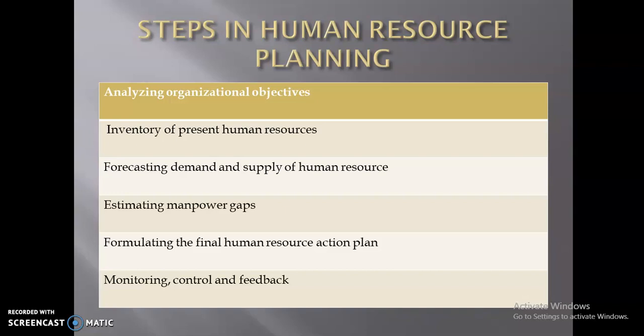And finally, we come up with the last step, which is to monitor, control and feedback. It mainly involves implementation of the human resource action plan. Till now, we have just formulated. This is where I am going to implement the action plan. So, the human resources are allocated according to the requirements. The inventories are updated over a period. This plan is monitored strictly to identify the deficiency and remove it.